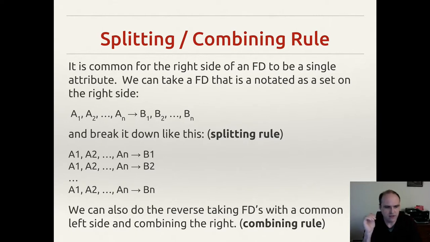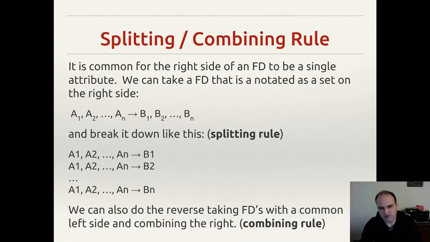So title and year can equal studio name. Title and year can be the functional dependency for producer C. Title and year can be the functional dependency for genre, right? So you can break that apart, but only on the right side. The left side has to remain the same.